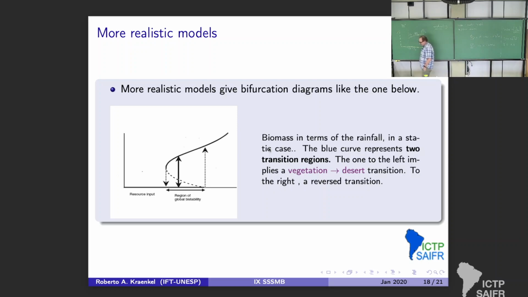So these are the things that are mostly discussed in relation to alternative stable states. In ecology, there are many situations where people have discussed processes at regional scales that could give rise to alternative stable states.